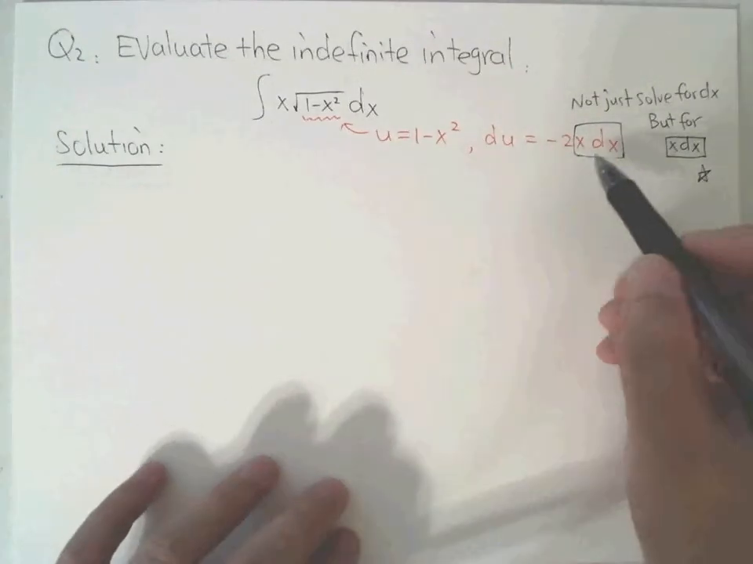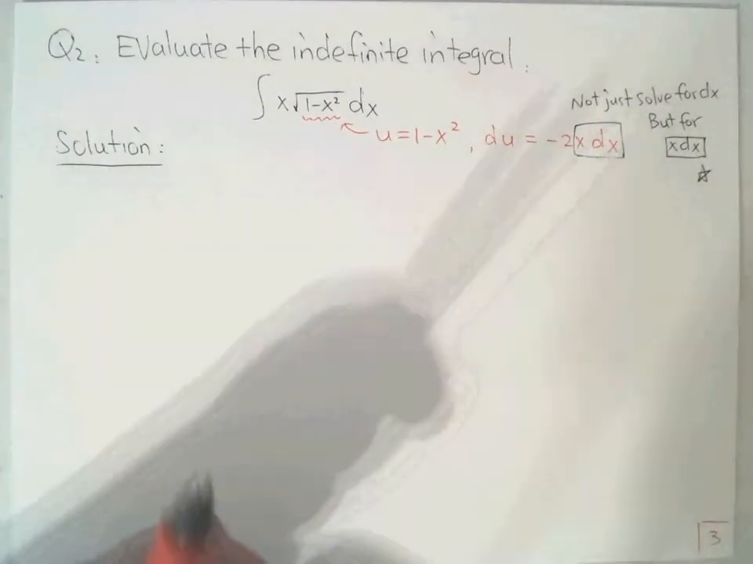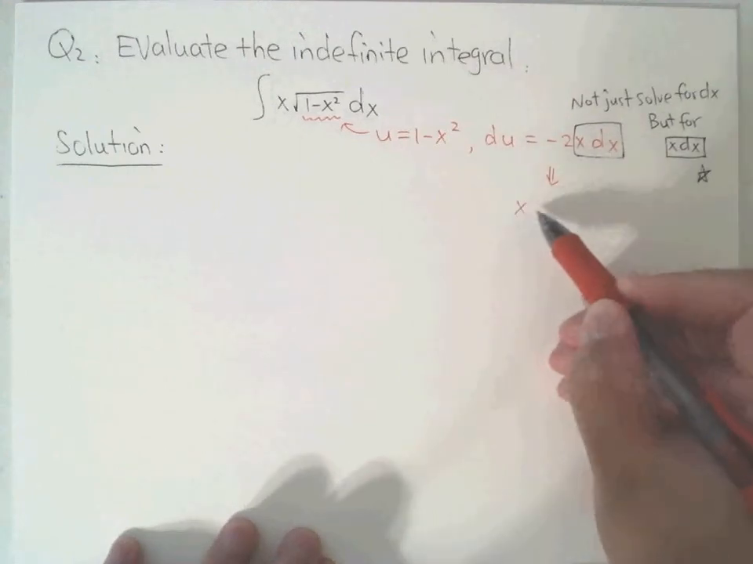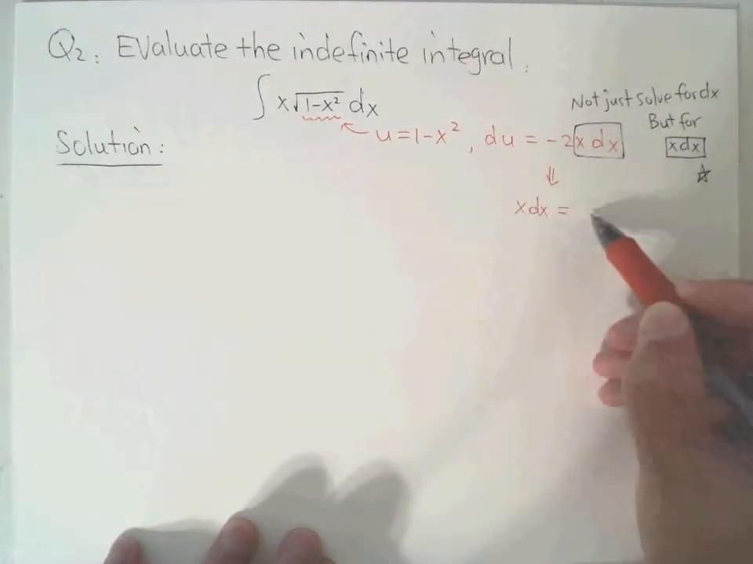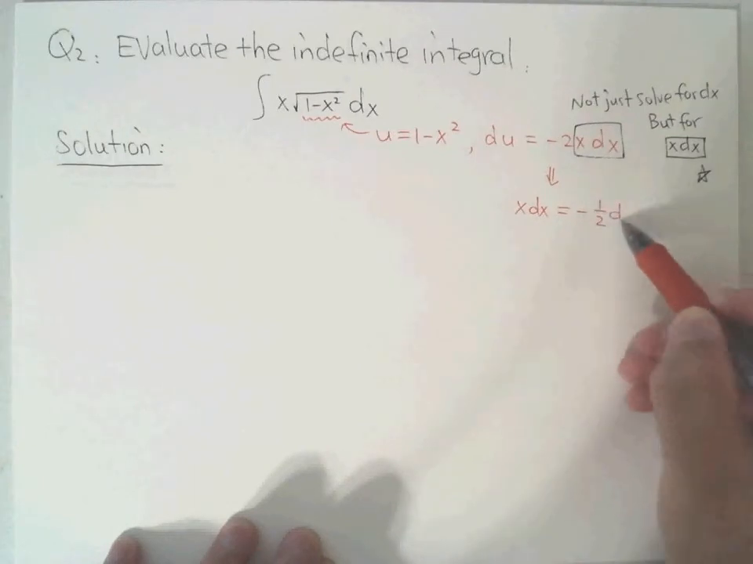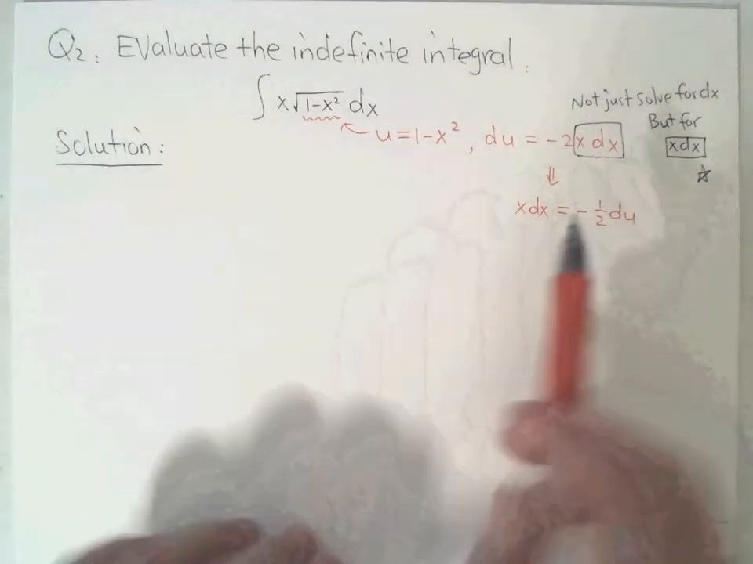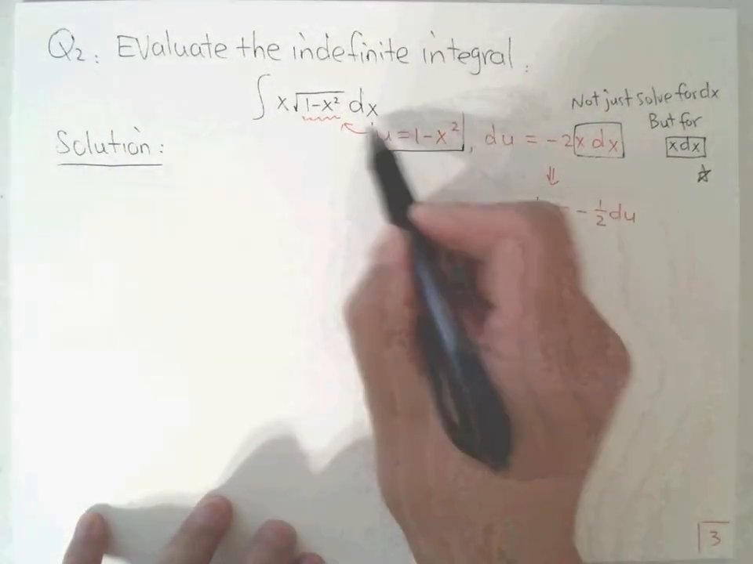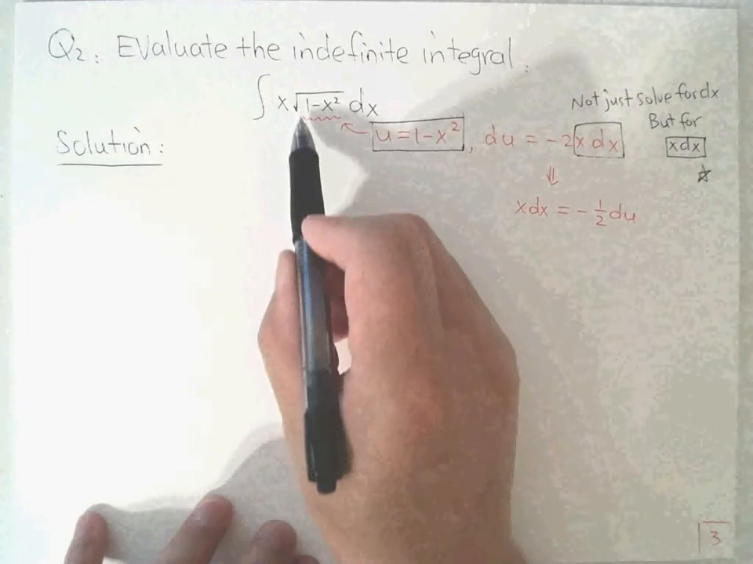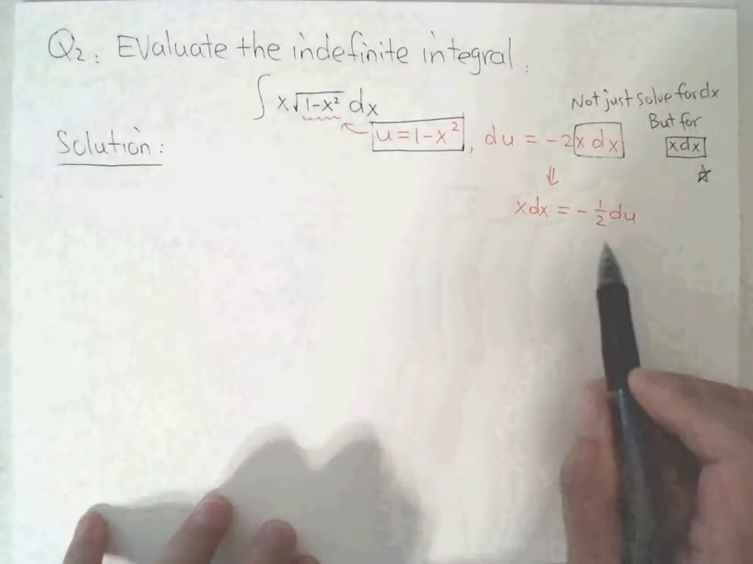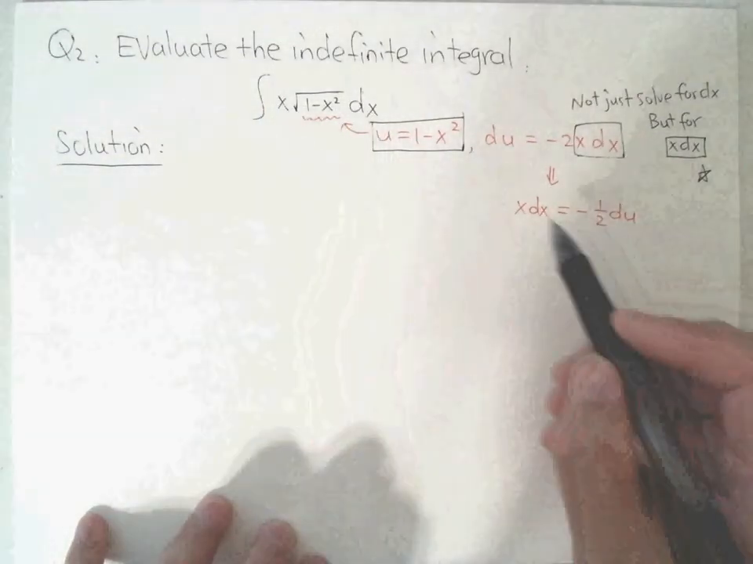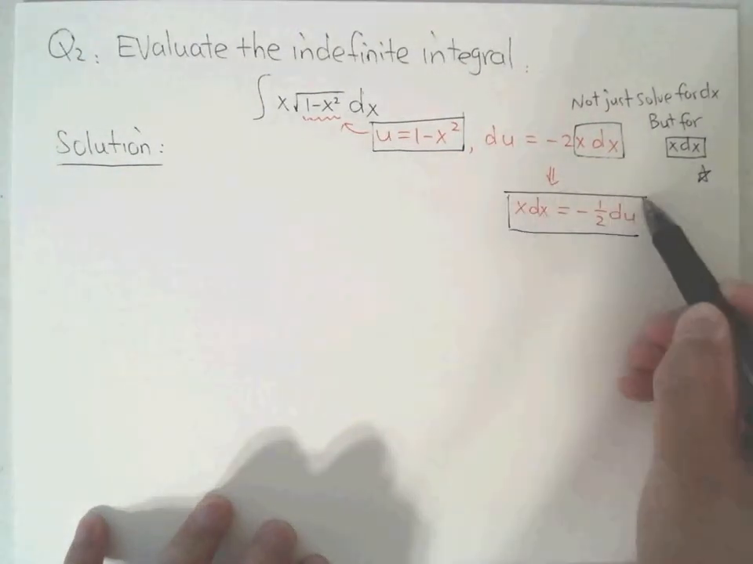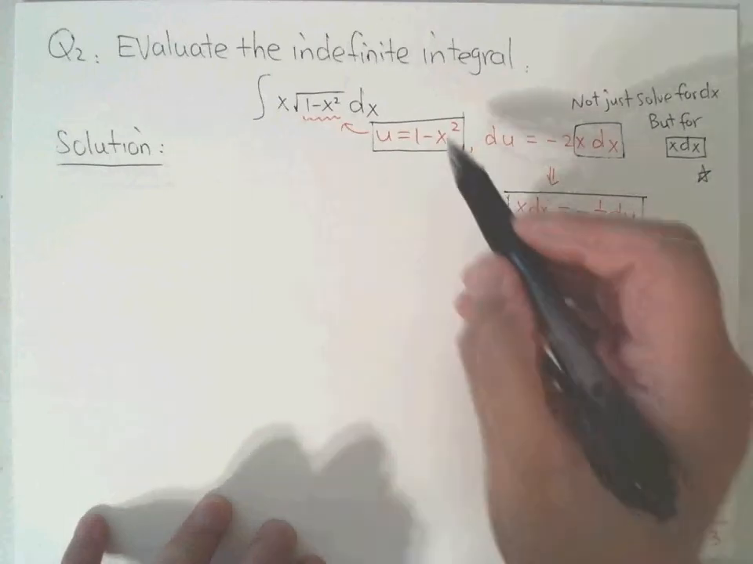So if we solve this, what do we get? See, it's easy to get. We get x times dx equals negative 1/2 times du. Okay, and that's all we need. This is the substitution. So this goes to square root of u, and then the second part, x times dx, goes to du.